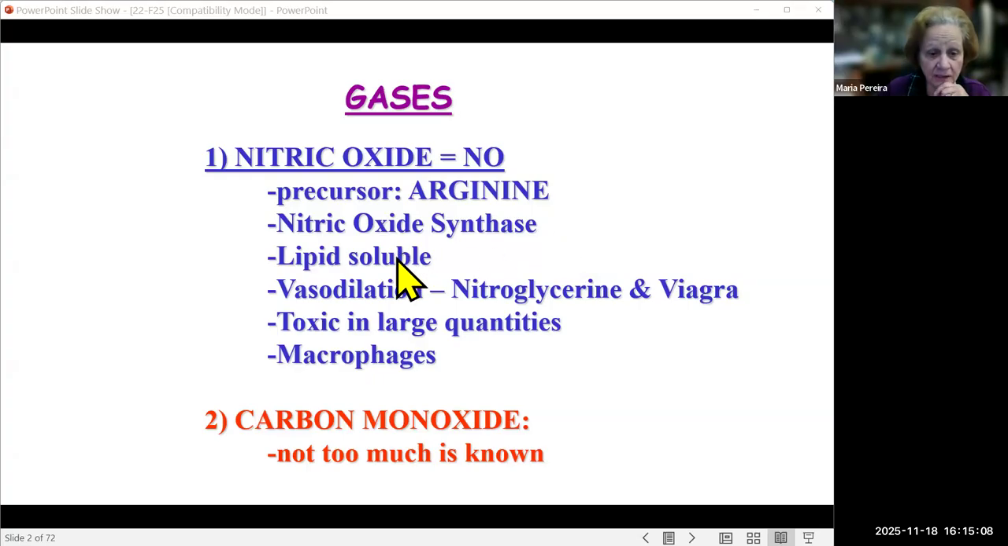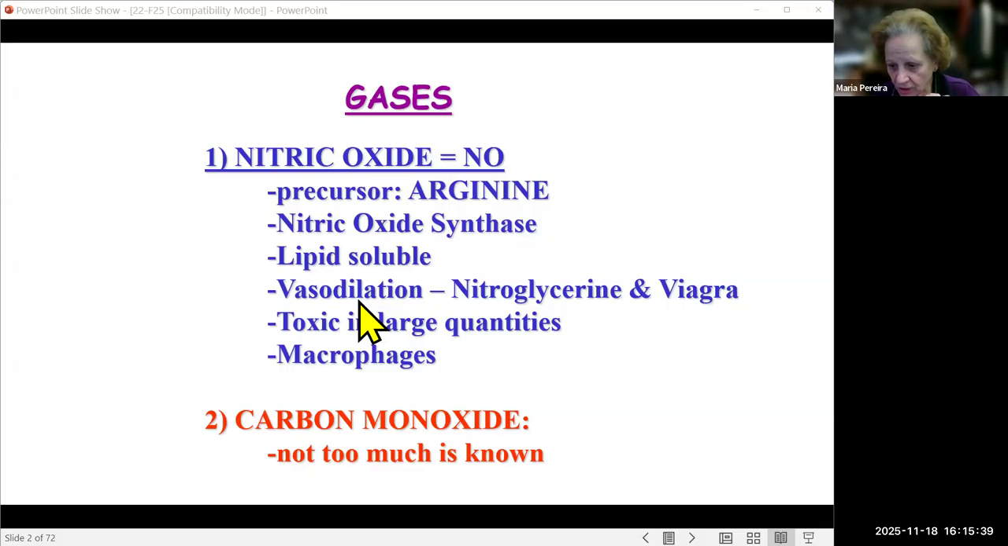And nitric oxide can cross freely the plasma membrane, so it's lipid soluble, so it has no problem getting into the cell. So it acts on smooth muscle and causes vasodilation. So it causes the smooth muscles to relax. And what does it mean, vasodilation? That means that the diameter of the blood vessel increases.